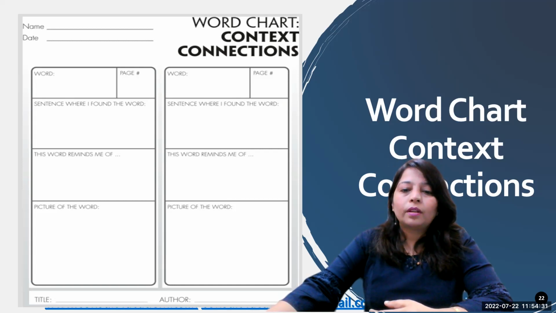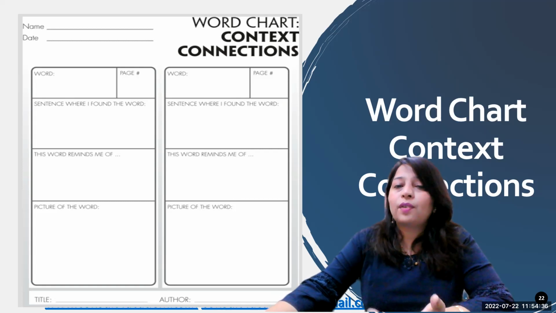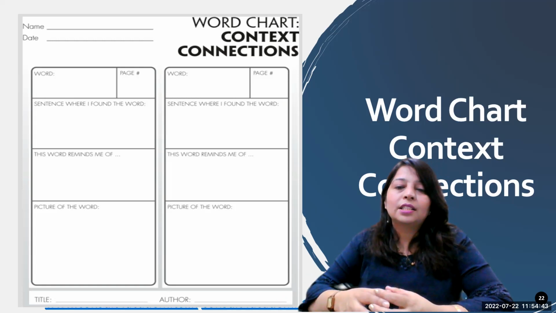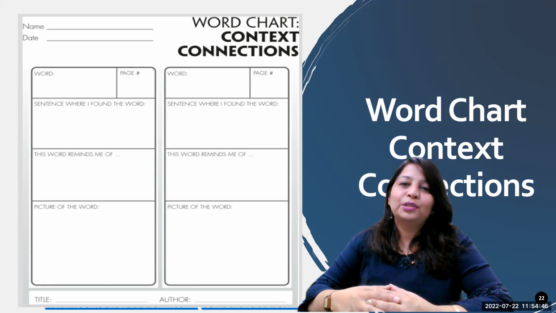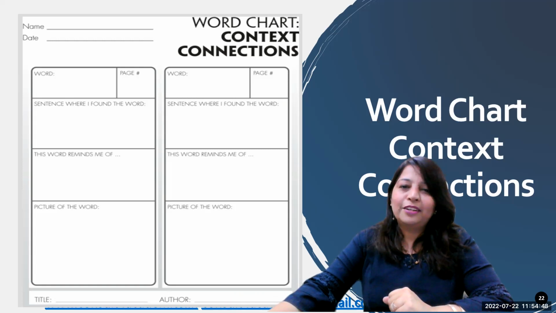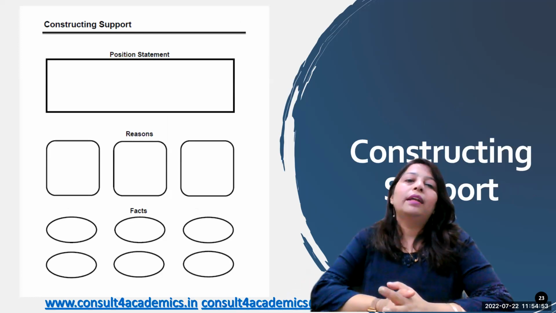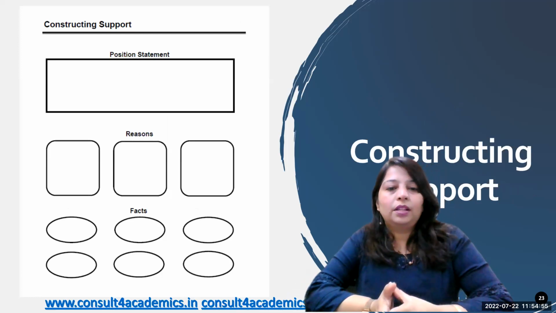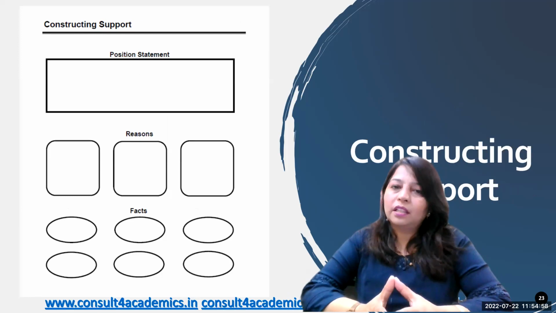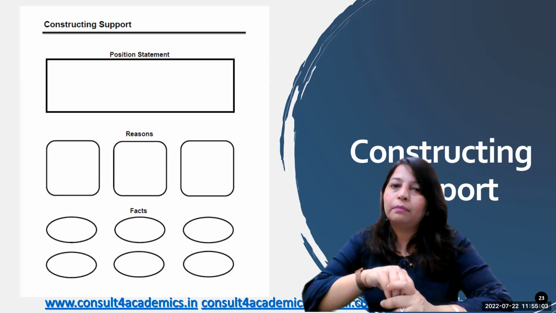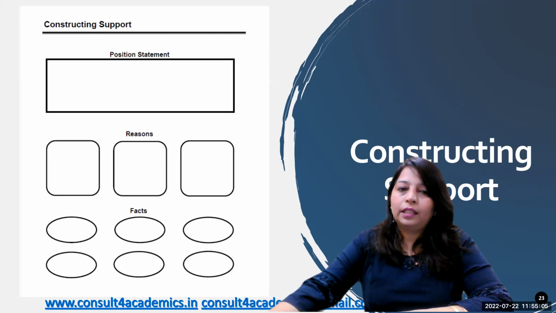So see, in one of my previous videos, I have already talked about vocabulary building strategies, where I discussed images or calligrams that children can draw. Watch those videos, you will get to know. Now, constructing support. When they have to write a position statement, they have to state the reasons based on certain facts. They have to collect the facts and state the reasons for the particular statement that they have raised.